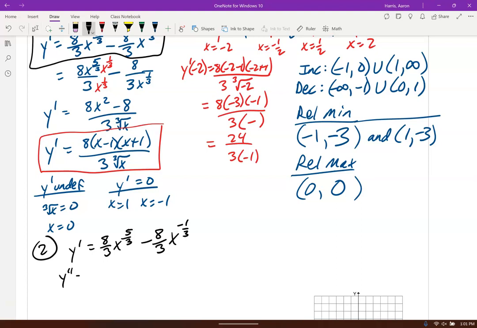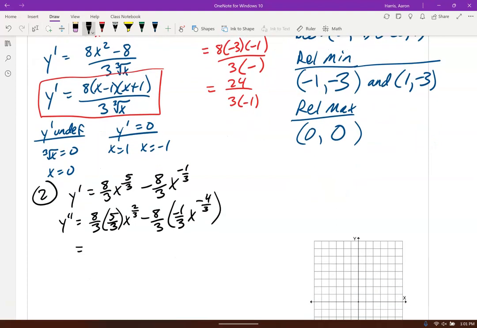And so my second derivative would be 8/3 times 5/3, x to the 5/3 minus 1 is 2/3, minus 8/3 times -1/3 x to the -1/3 minus 1, so -4/3. So I got 40 over 9 x to the 2/3 plus 8/9 x to the -4/3.